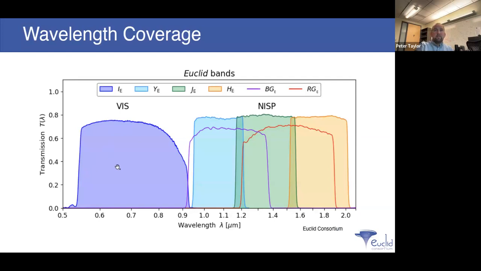And this is our wavelength coverage. So again, in the VIS instrument, we have one really broad photometric band covering a large part of the visible part of the spectrum to do our shape measurements. And then we have three photometric bands in the near infrared, in NISP, and these are Y, J, and H. And then when we're doing spectroscopic measurements, we have two different types of grisms. We have a blue grism and a red grism that cover the near infrared.